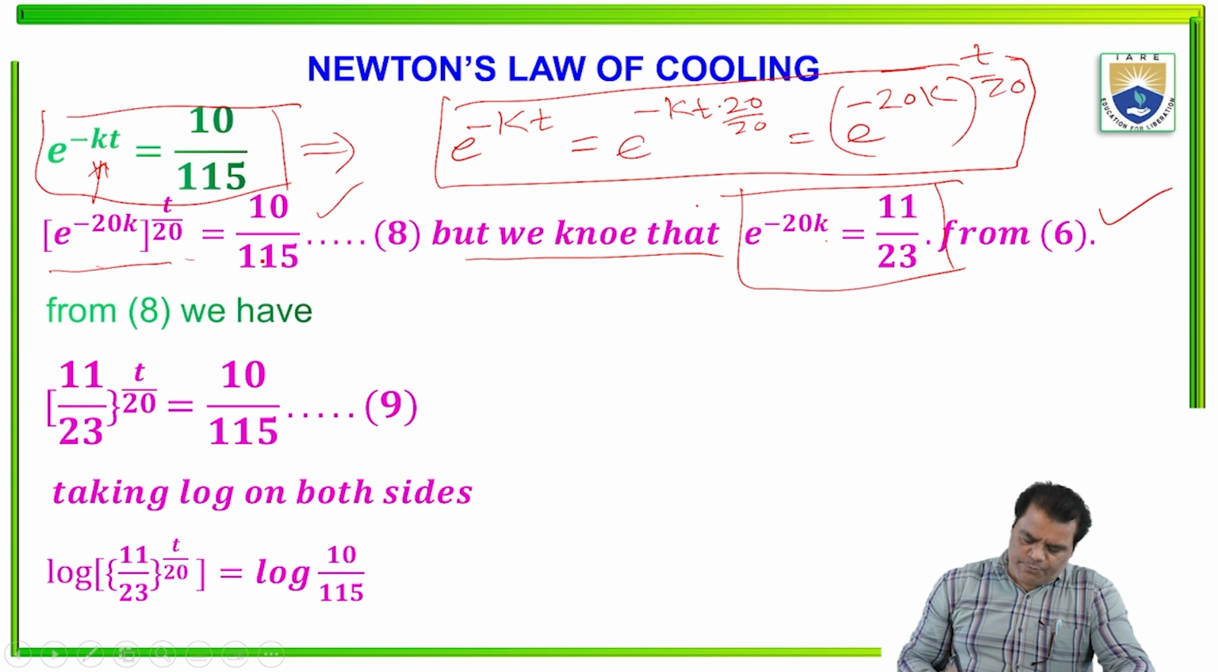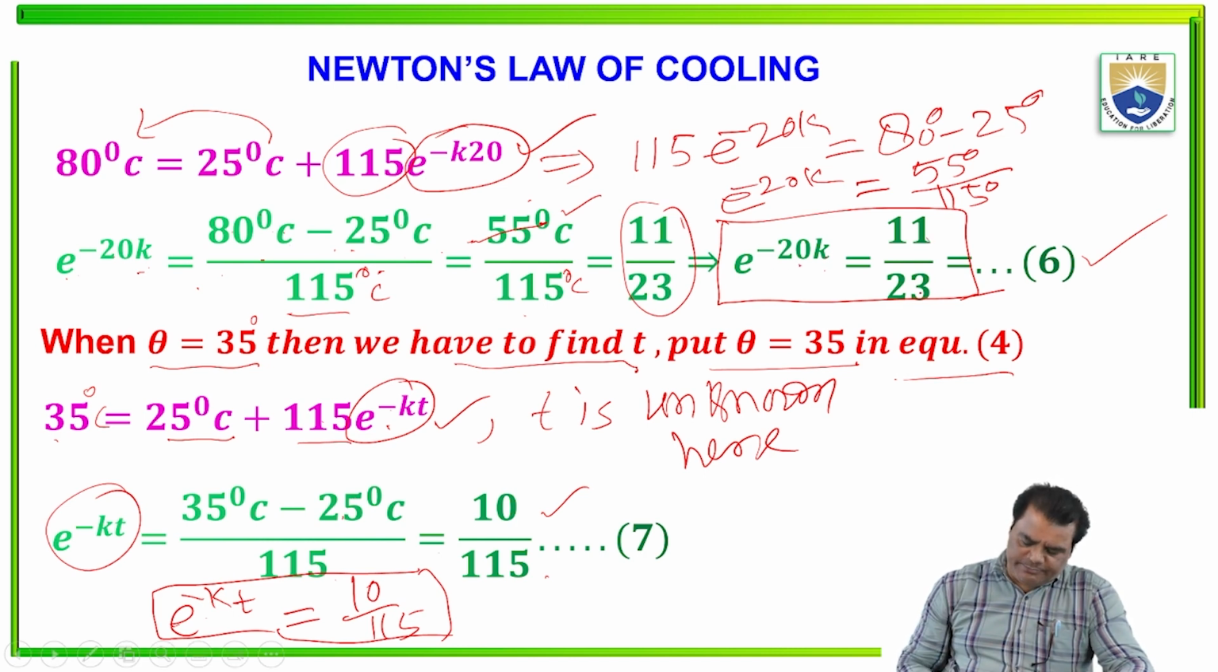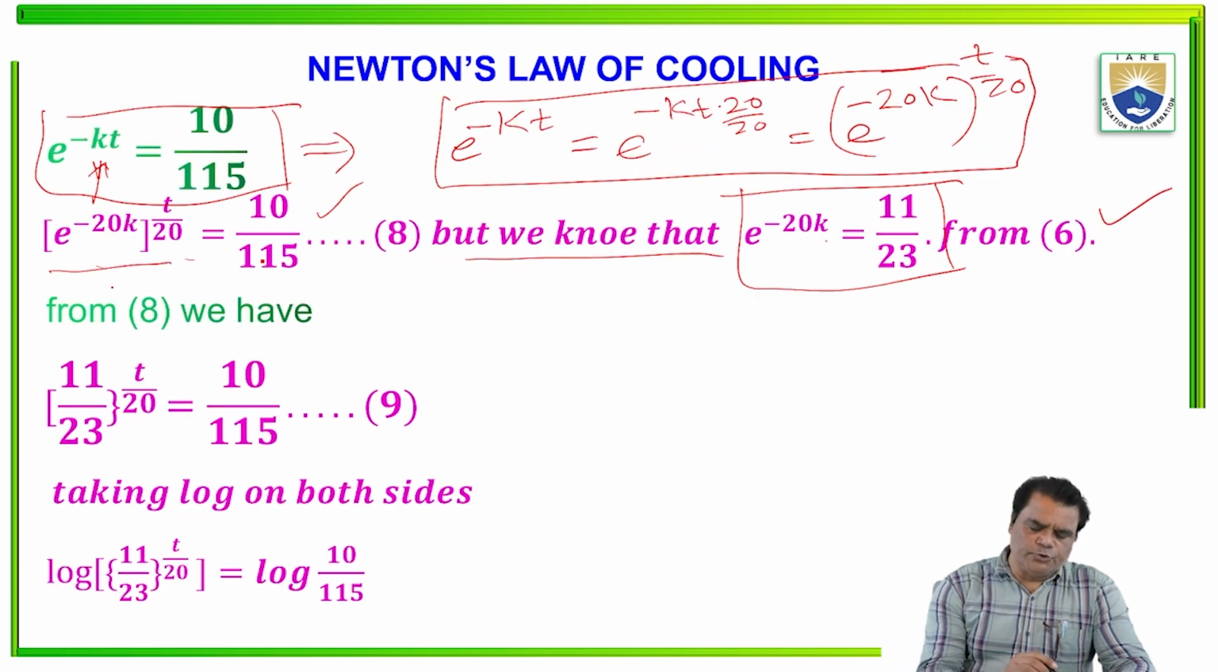We have proved this last time: e to the power minus 20k is 11 by 23. Putting this value here. But we know that e to the power minus 20k is 11 by 23 from equation 6. From equation 8 we have this result, putting it in 8. So 11 by 23 whole to the power t by 20 equal to 10 upon 115. This is equation 9.